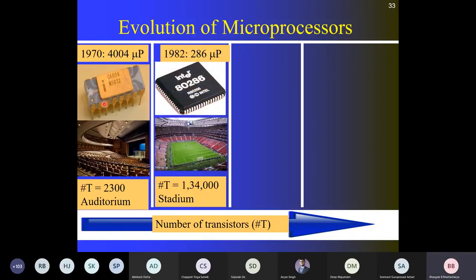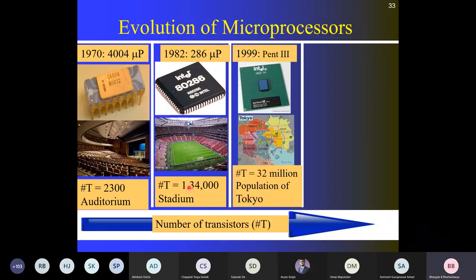As the technology grows, 10 years later, in 1982, Intel announced the 80286 microprocessor. In this microprocessor, the number of transistors is 134,000. So you see the growth, you see the compaction density, from 2000 to 134,000 in just 10 years of technological progress. And this can be compared with a stadium, right?